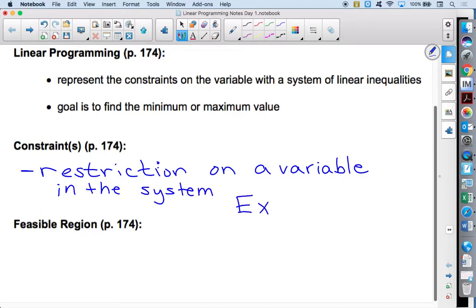So for example, if I say x is greater than or equal to 0, I'm restricting the x to be positive. So in math terms, we call that a constraint. It's a restriction on x. Or if I said y had to be greater than or equal to 5, I'm restricting the y to be 5 or larger. So you're putting a restriction on the variable in the problem. It's called a constraint in math. We just had to pick a new name. Yeah, I know. Just math people.